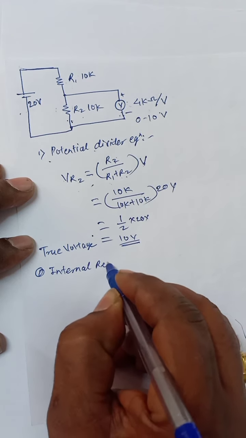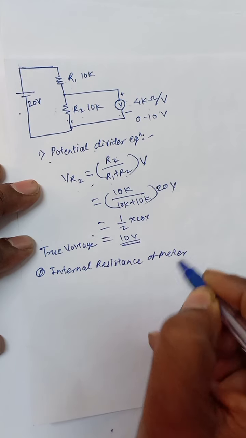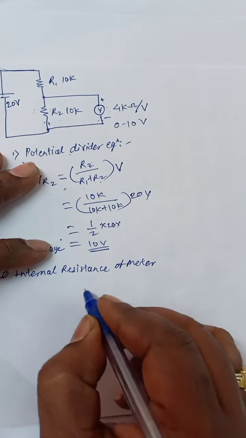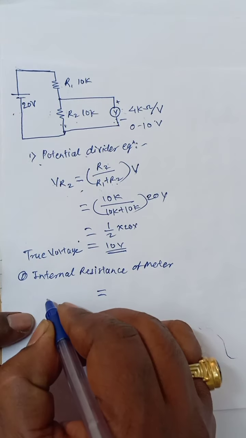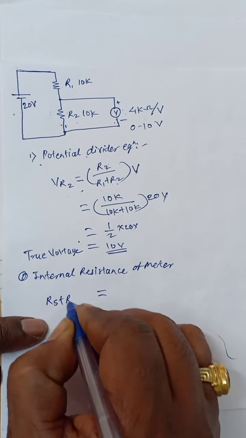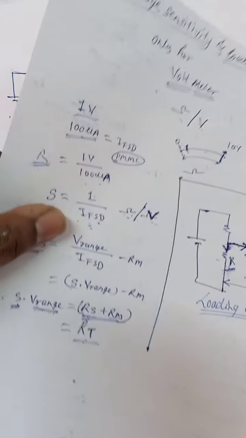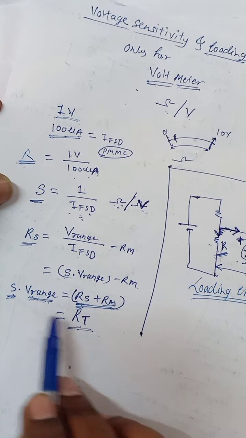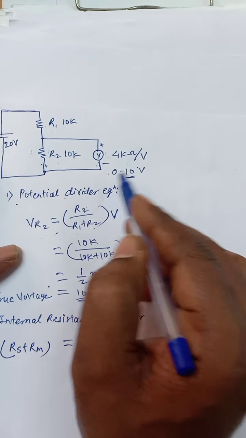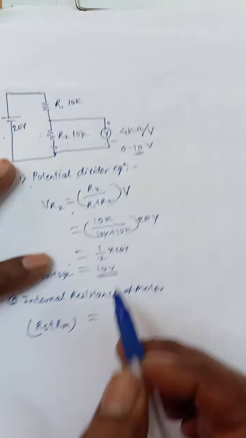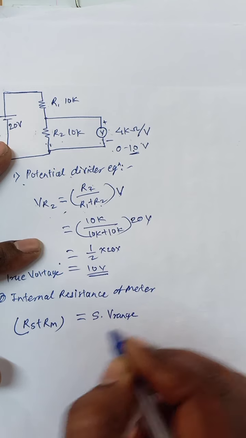The internal resistance of the meter, we saw recently, is nothing but Rs plus Rm, the total combination. So Rs plus Rm is equal to the total resistance RT, that is S into V range. Here the V range is 10 volt, that is a 0 to 10 volt voltmeter, and the sensitivity is 4 kilo ohm per volt. So S into V range is the internal resistance.